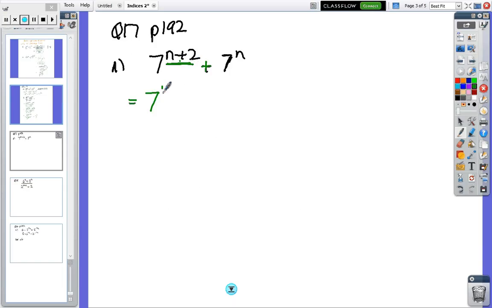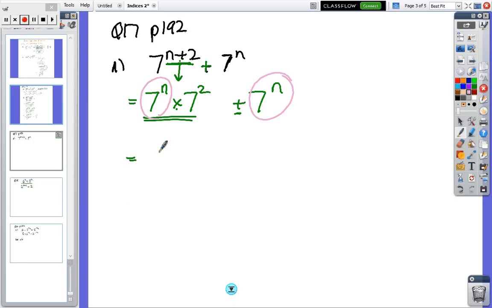So for instance, if that had been the question, when we multiply, we add, so we get n plus 2. So what I've done is I've reversed it. So n plus 2 as a power came from a multiply. And then we've got plus 7 to the n. And then we can factorise. So the common term, there's a 7 to the n, there's a 7 to the n. So that's common. Open bracket, 7 squared plus 1. Okay, that's 7 squared. And there's 1 times 7 to the n.